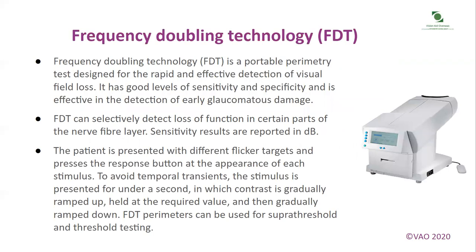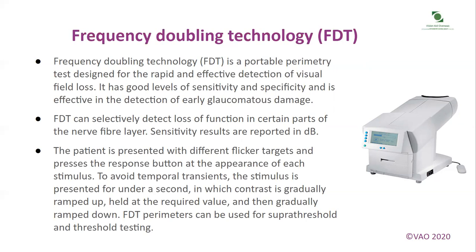Frequency doubling technology, FDT, is a portable perimetry test designed for the rapid and effective detection of visual field loss. It has good levels of sensitivity and specificity and is effective in the detection of early glaucomatous damage. FDT can selectively detect loss of function in certain parts of the nerve fibre layer. Sensitivity results are reported in decibels.